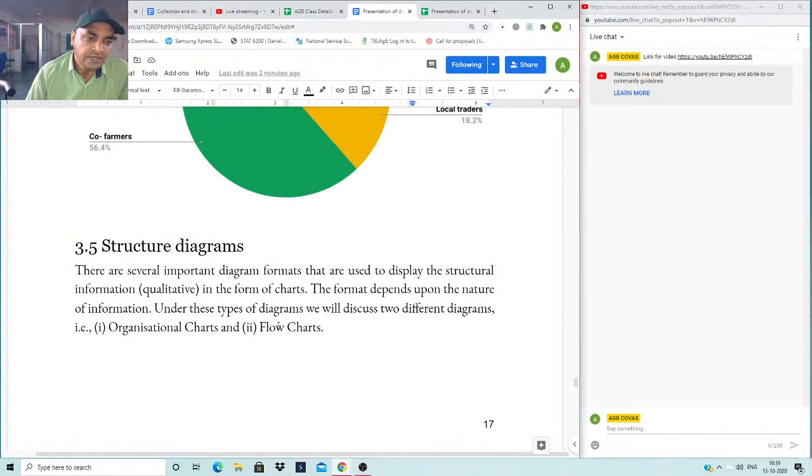Coming to structure diagrams. So there are several important diagram formats that are used to display the structural information and this structural information is generally qualitative in nature. So the format depends upon the nature of information and basically there are two types of structure diagrams we will be discussing here. One is the organizational chart and the other is the flow chart.